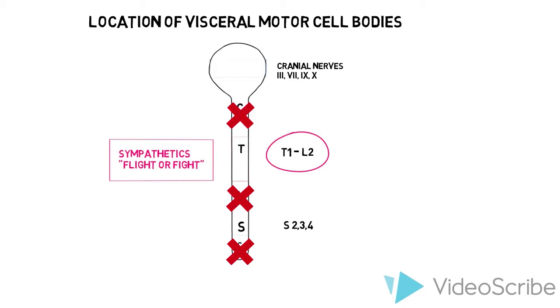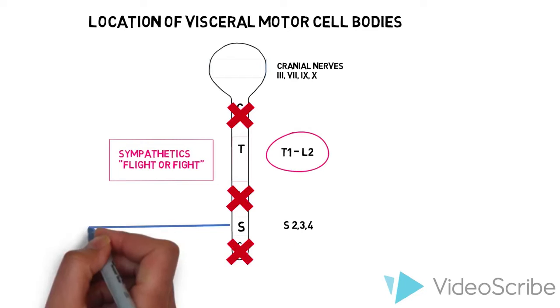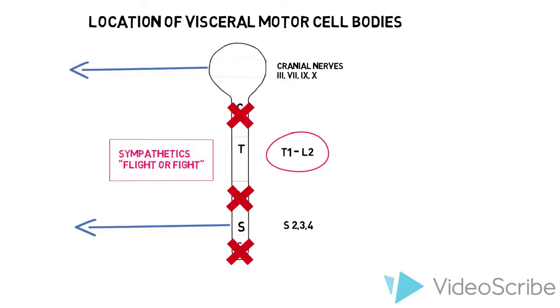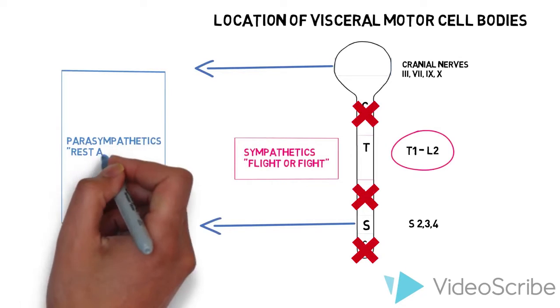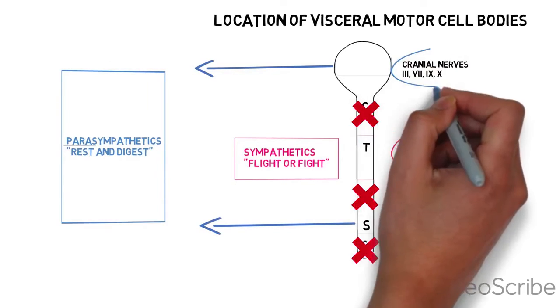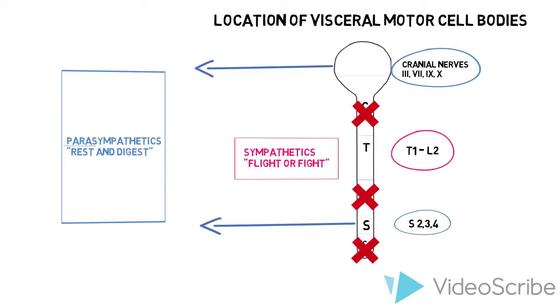Those visceral motor nerves emerging from regions on either side of where the sympathetics emerge are referred to as parasympathetic. These are either cranial or sacral. These nerves tend to be associated with vegetative functions or returning the body to baseline activity.